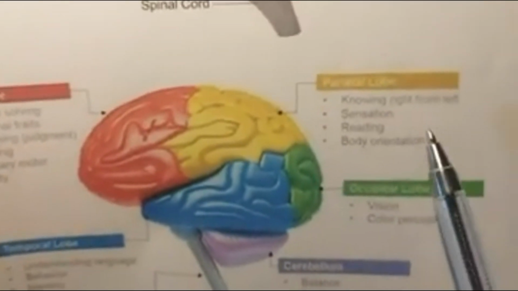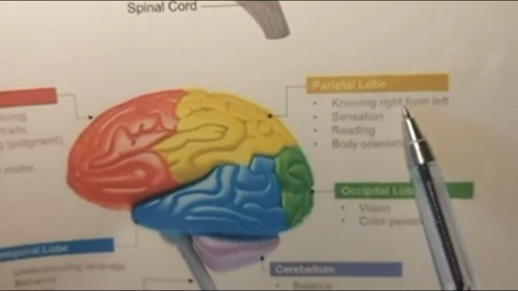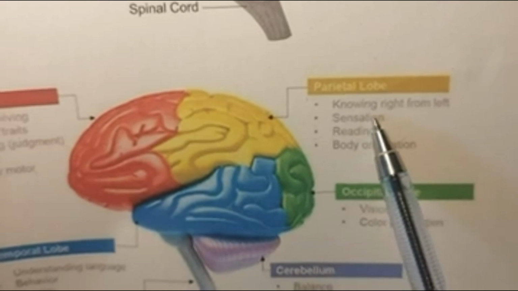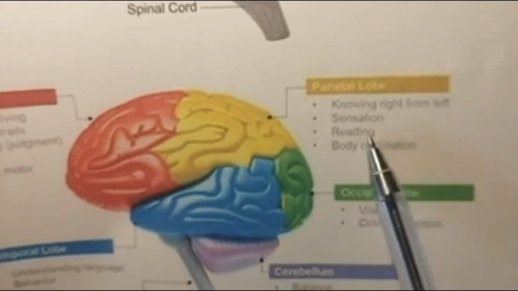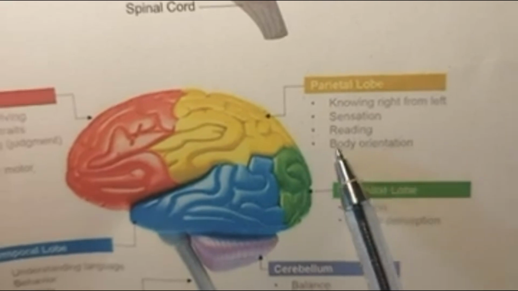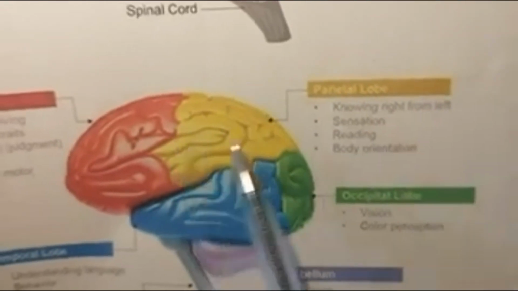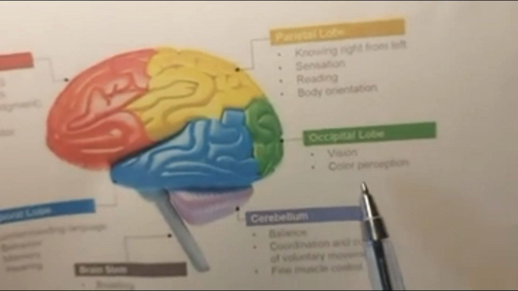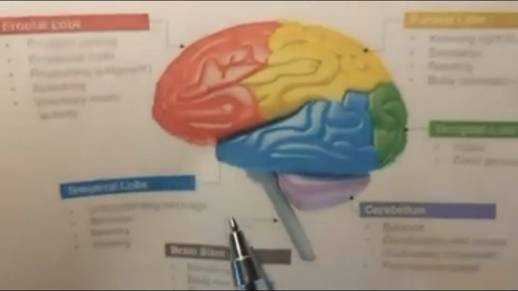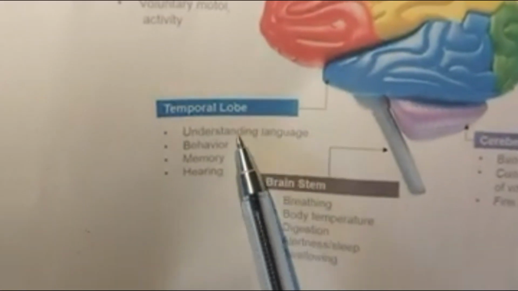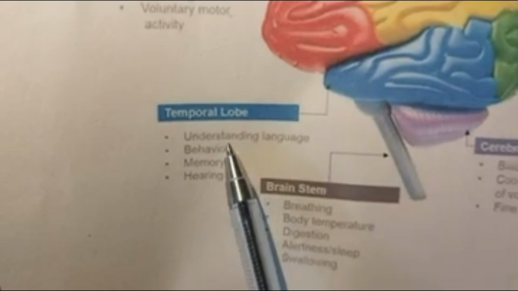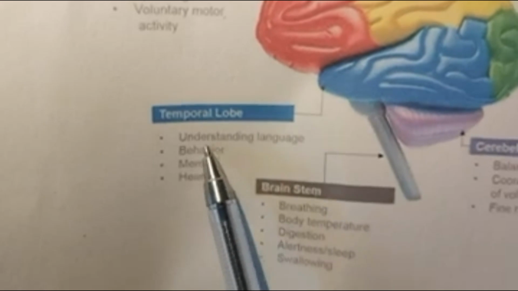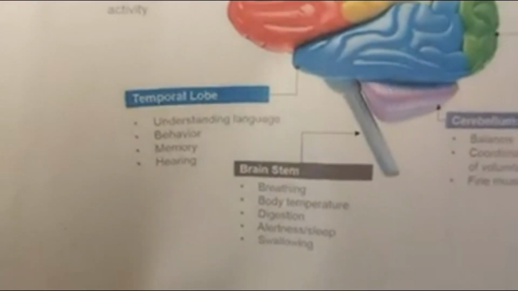Now the parietal lobe: differentiation between right and left, feeling the sensations that come from different body parts, reading, orientation of different body parts. That's the function of the parietal lobe. Now the occipital lobe: vision, color perception. And the temporal lobe: understanding of language, behavior, memory and hearing. So these are the functions of the temporal lobe.